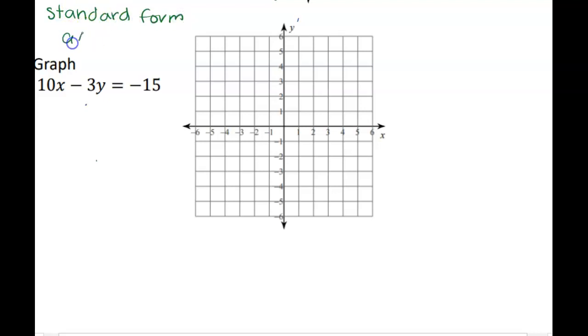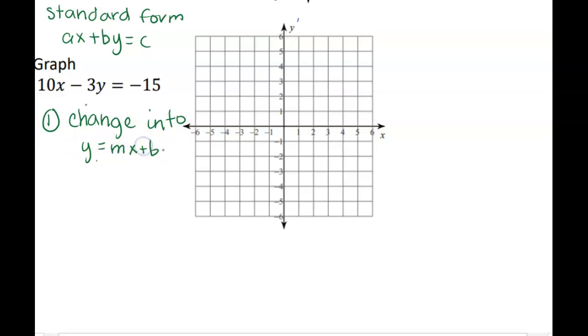Okay, which is ax plus by equals c. Okay, so we can do this one of 2 ways. The first way we can do is we can change this into slope-intercept form, which is y equals mx plus b.